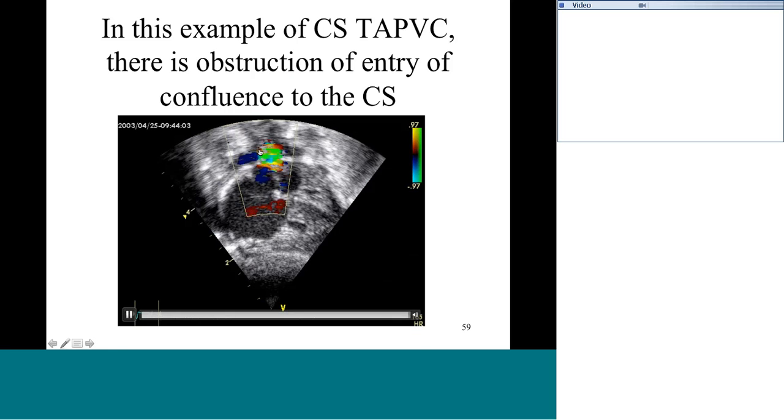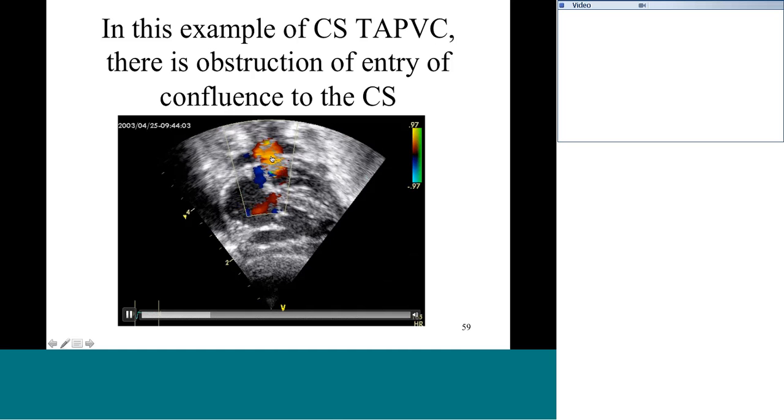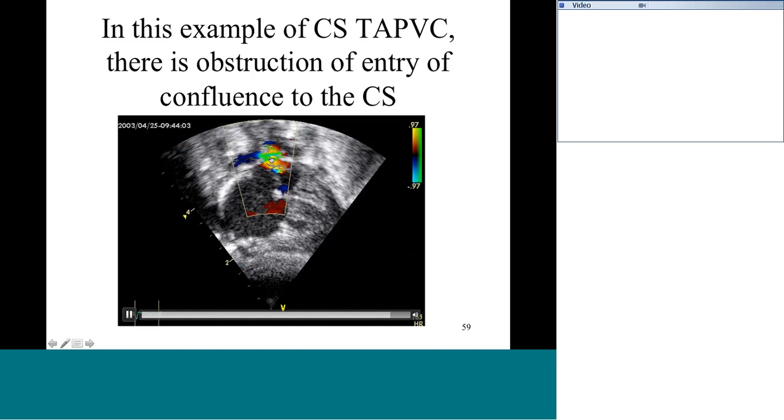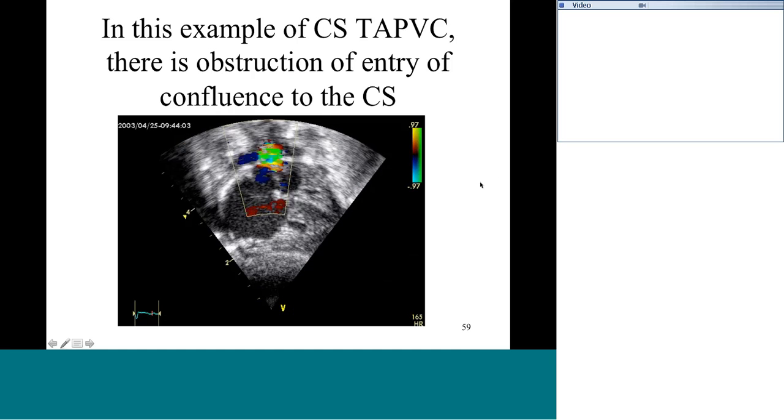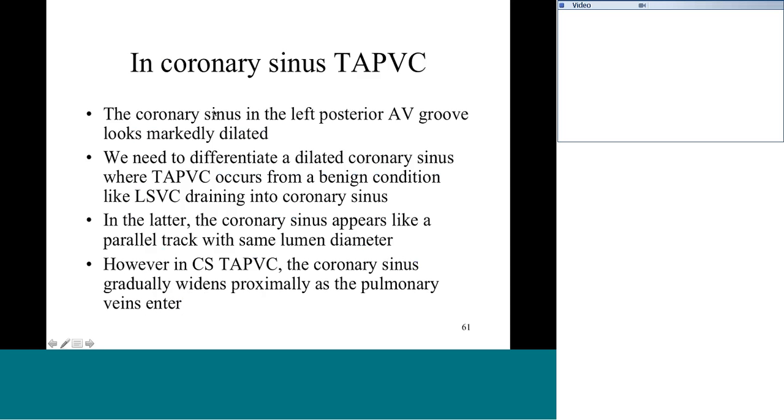Very rarely, the 4 pulmonary veins that come and drain into the coronary sinus, the anastomotic area where the common chamber joins into the coronary sinus may be narrowed and can produce an obstruction. But this form of obstruction of the common chamber into the coronary sinus at this area is a little uncommon. So in coronary sinus TAPVC, the coronary sinus in the left posterior AV groove appears very dilated.